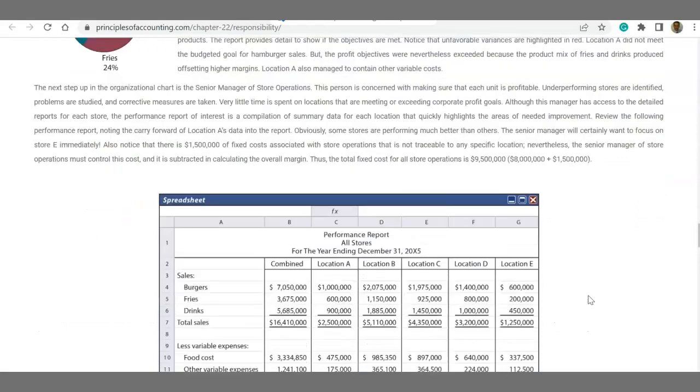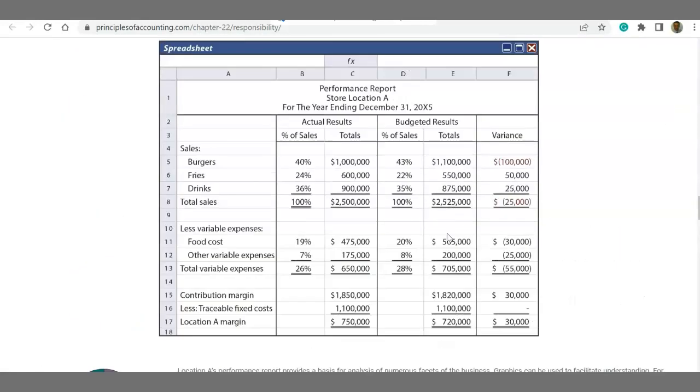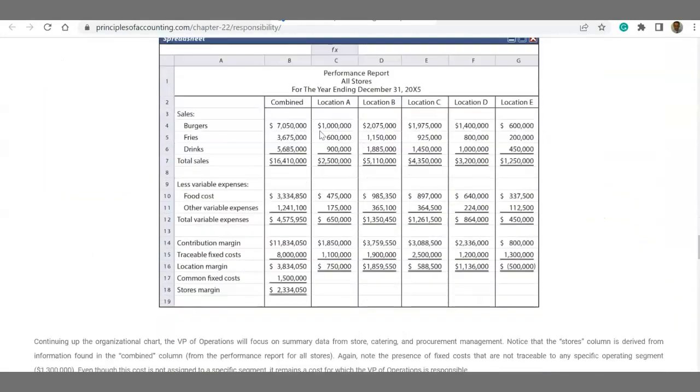Okay, so let's see what else we have here. So this is the performance report for all stores, locations A, B, C, D, and E. And you see every location, like this restaurant, has a standard budget, like 2.5 million here. If you look at location A, the actual results are 2.5 million, ending with a margin of 750. But the actual results of location B are also here, and location C, location D, and location E.